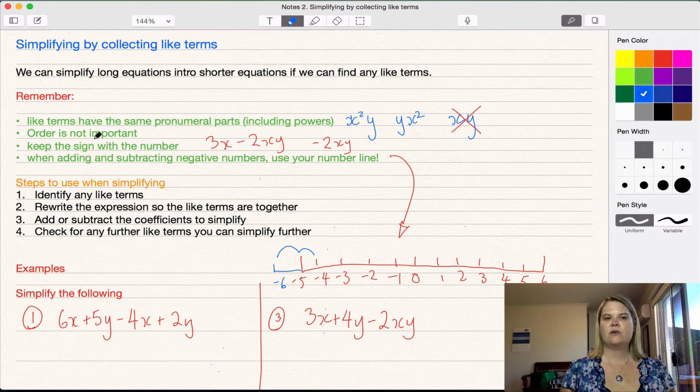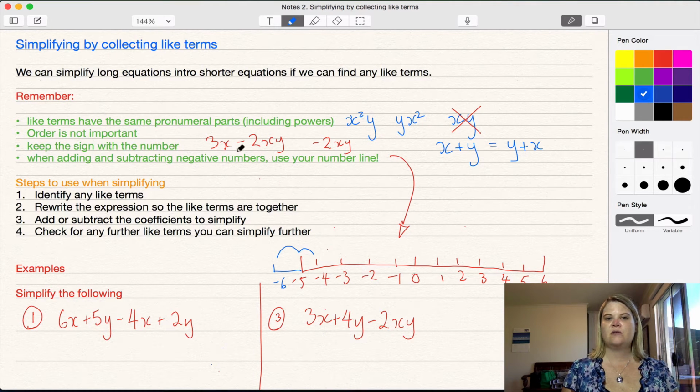Also keep in mind order is not important. It doesn't matter if we have the x squared term first or the y term first. These are both like terms still. And the other thing to remember about order is that when you're adding, x plus y is the same as writing y plus x. You can move around the order as long as you keep the sign with the number, which is the third dot point here. Keep the sign with the number.